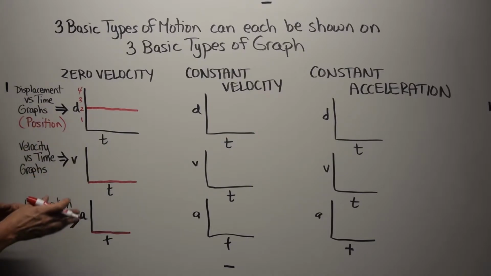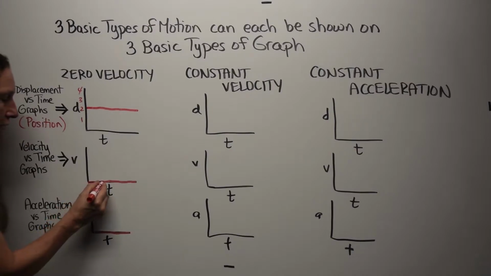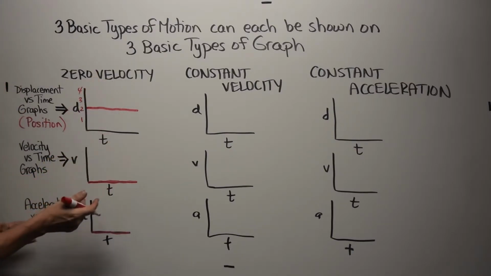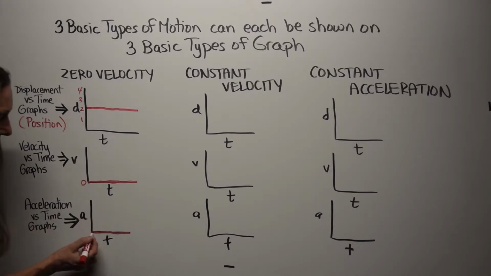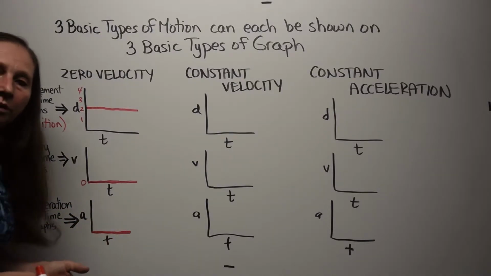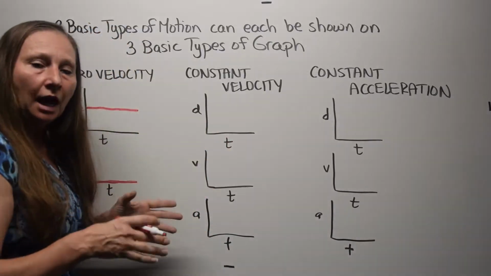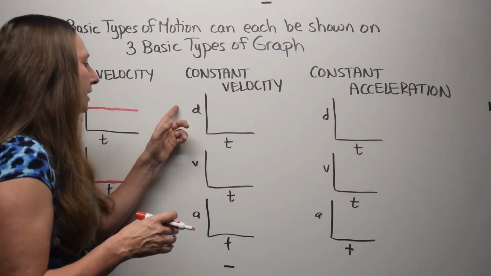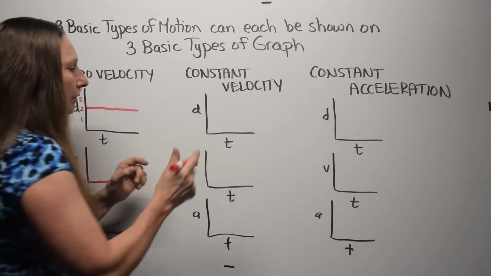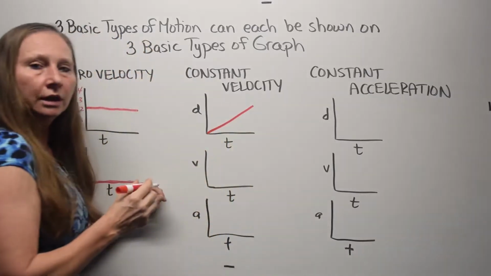versus time graph. A velocity time graph has to be at 0. Well, it's 0 velocity. It has to be at 0. You're not moving. And your acceleration is definitely also 0. You're not accelerating. How about constant velocity?